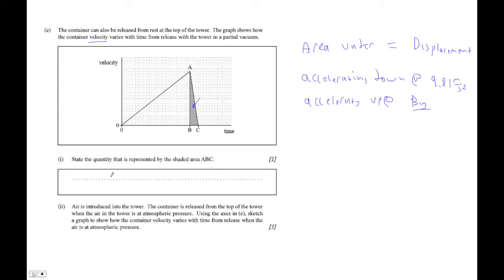Okay, so anyway, that's what you're going to talk about here, right? Say what it is and what's represented, right? And then the second part says air is introduced into the tower, right? Okay, so notice this is the part where it's of course accelerating down. And this is a perfectly straight line because there's no air friction, right? So two things are going to happen when you introduce air, right?